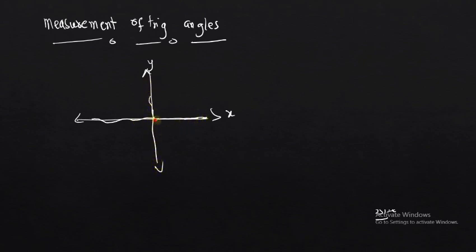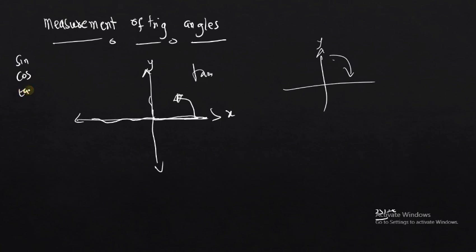So we start from the positive x-axis in the anti-clockwise direction. That's how we measure angles in trig. But in bearing, you start from north and measure in the clockwise direction. But in trig, we start from the positive x-axis and measure in the anti-clockwise direction. And there are some notations we need to know when it comes to the representation of sine, cos, and tan.